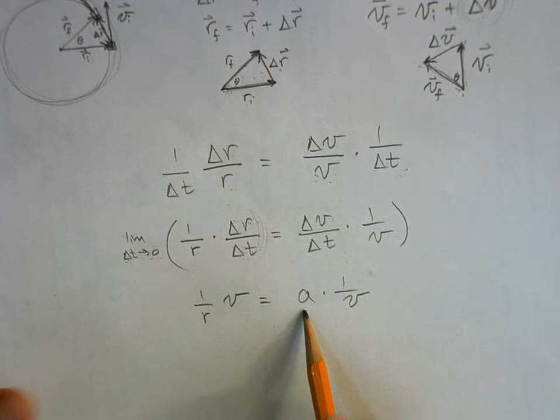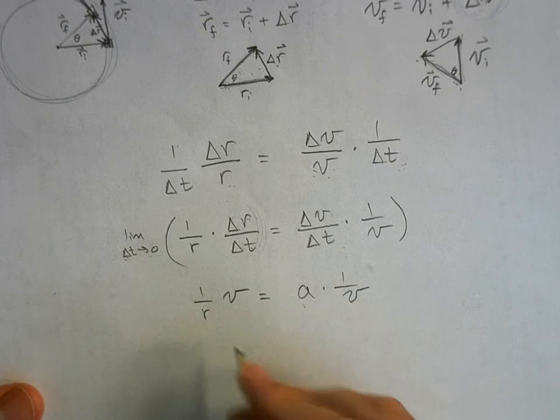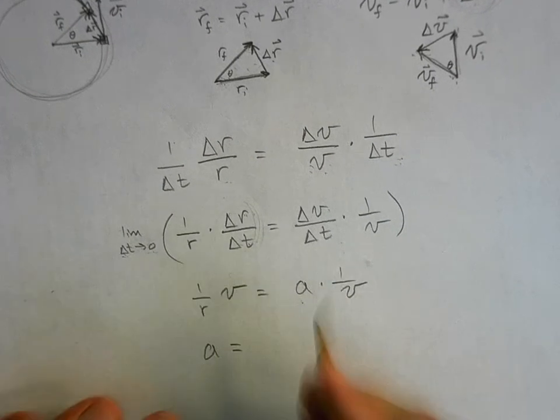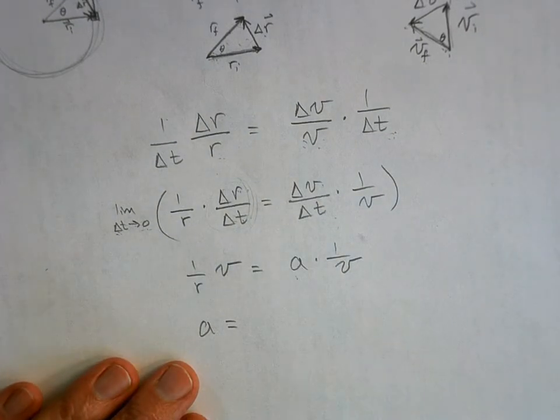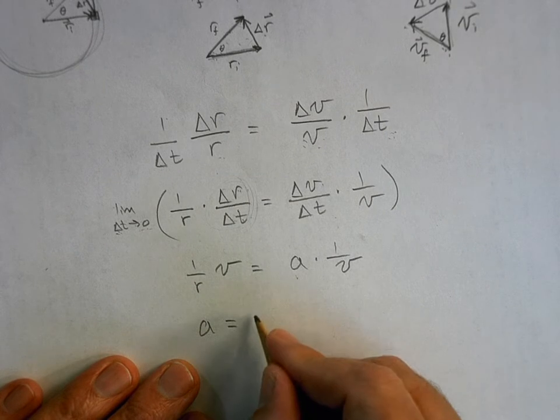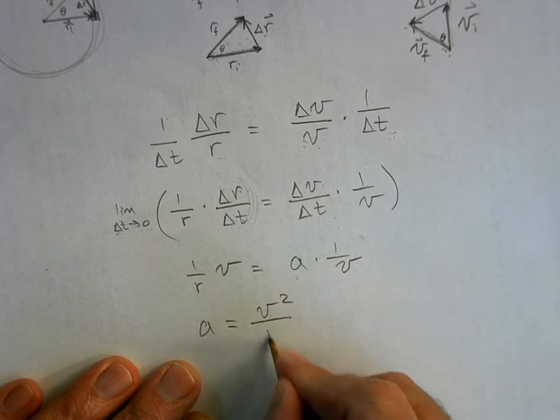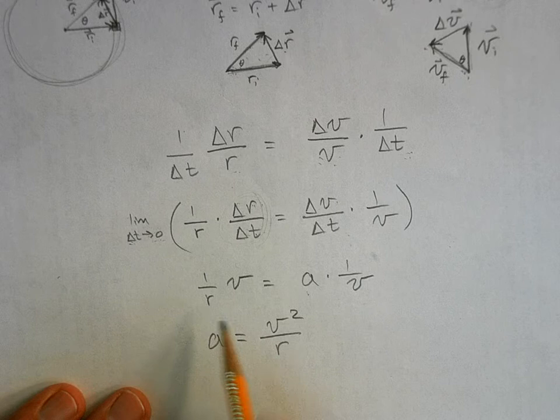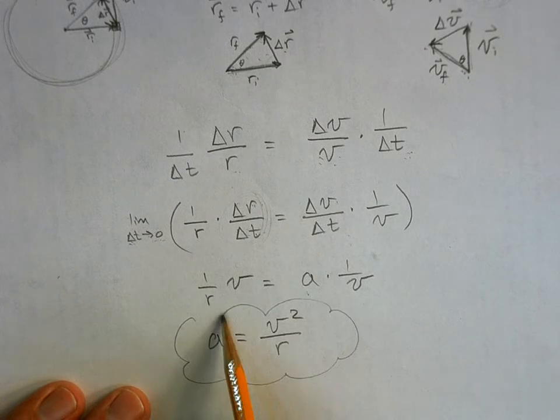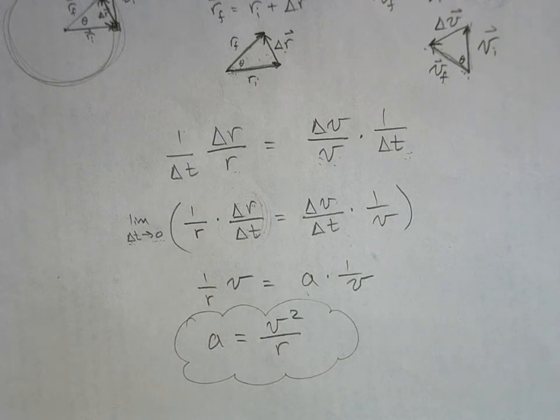So I'm going to solve for it by multiplying both sides. So a equals, I'm going to multiply both sides by v, and I get v squared over r. Woohoo! This is what I wanted to show you. So this is when we're moving in a circle.